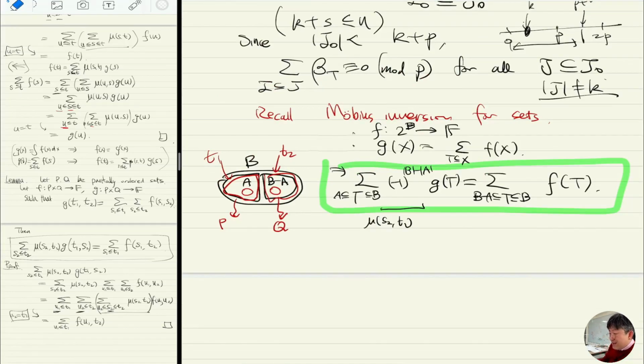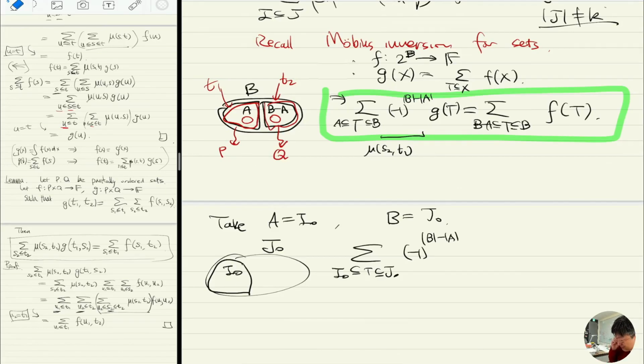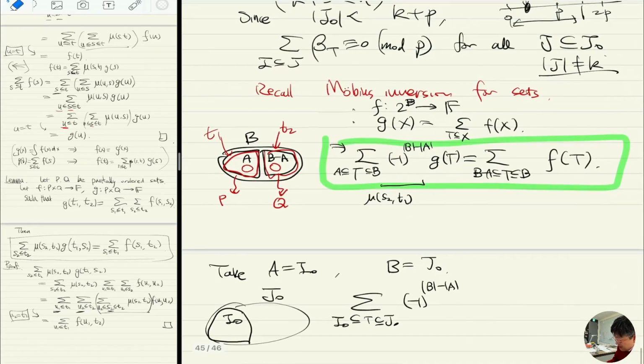All right. Now how are we going to use that? So we take A to be I0 and B to be J0, right? Remember, J0 is here and I0 is there. And then we will obtain the following, right? So I0 and T. All right. If you apply that, then what we get is minus 1 to the B minus A. Right? I mean, what's the point?